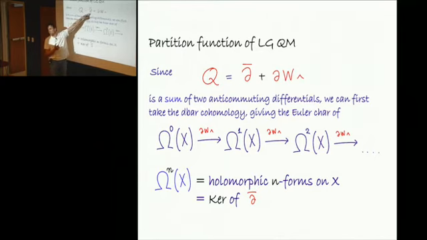If we take the d bar cohomology, then d bar has only kernel, no cokernel, and so we'll be only looking at the differential on holomorphic forms on X. And on holomorphic forms on X, we have a complex which is the exterior algebra, wedging by the differential. So the Euler characteristic of this complex is the partition function of Landau-Ginzburg.